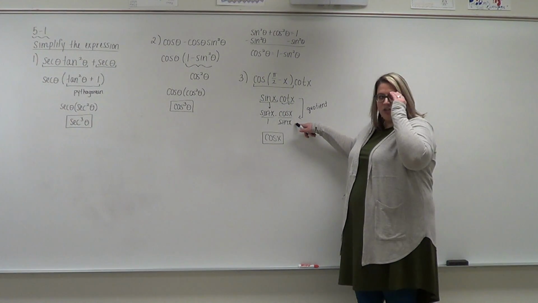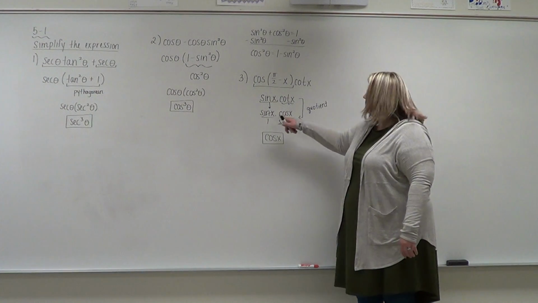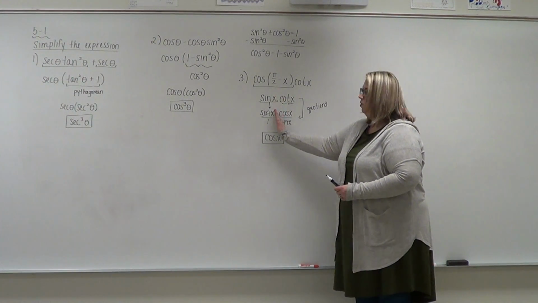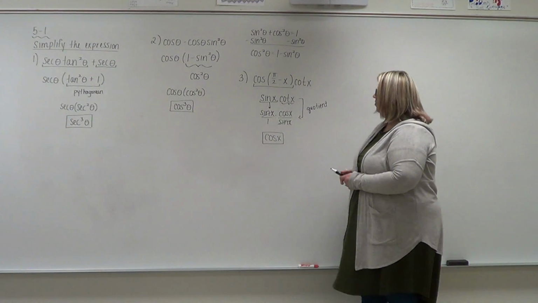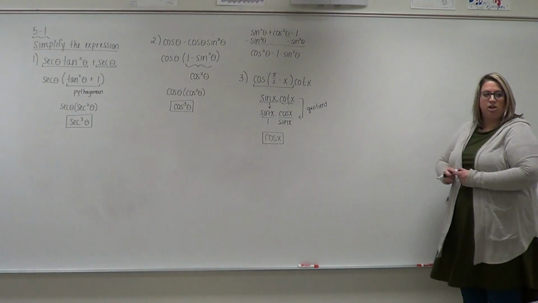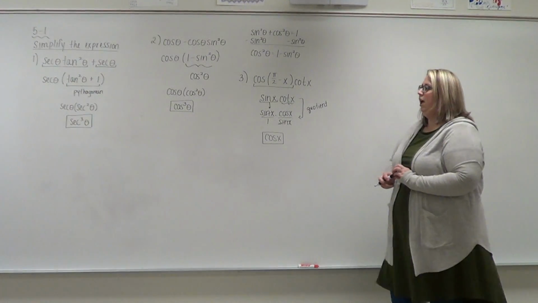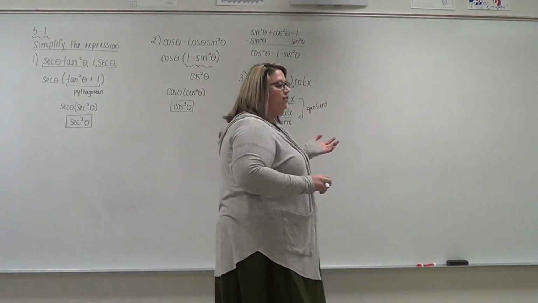See how it says cotangent equals cosine over sine? This part right here was not a part of that. I only changed cotangent. How did we know to use the quotient identity? You're looking for things to cancel.